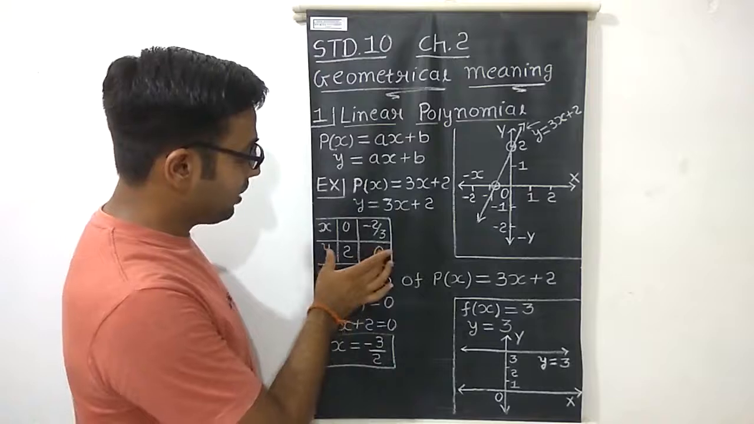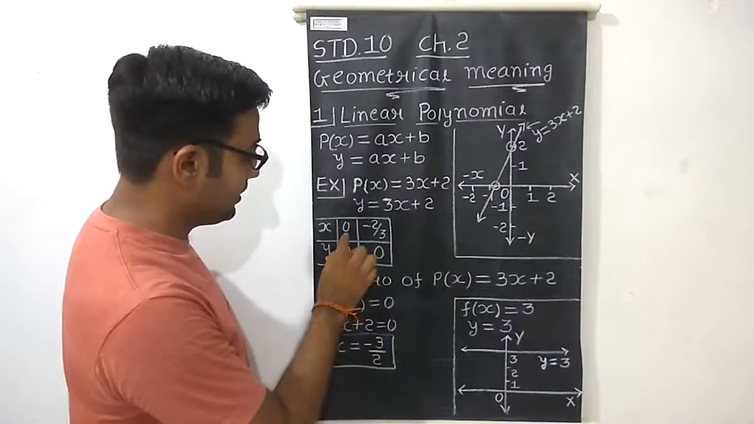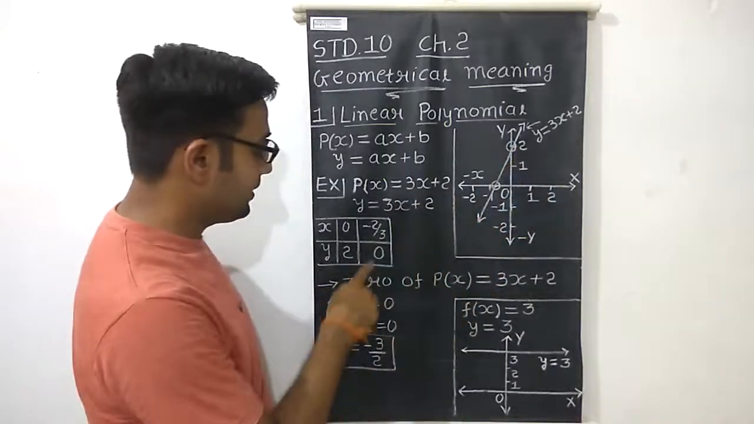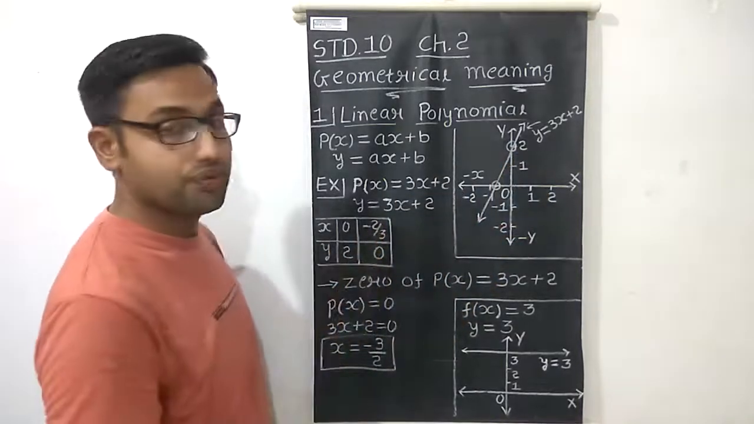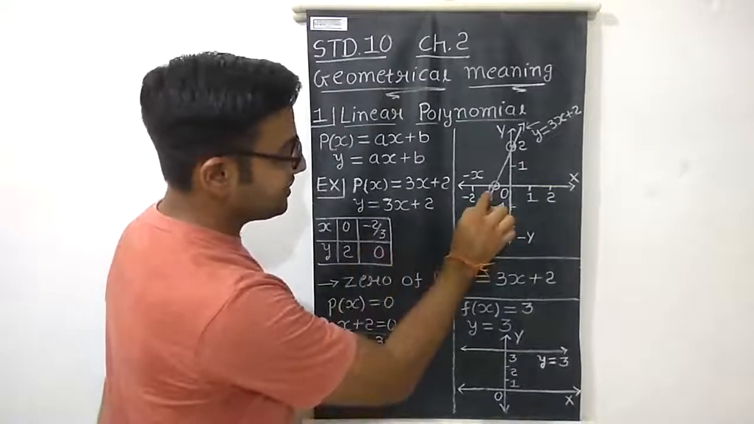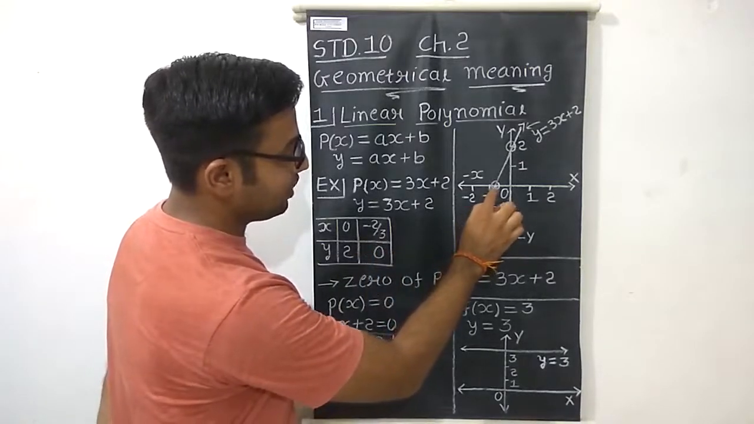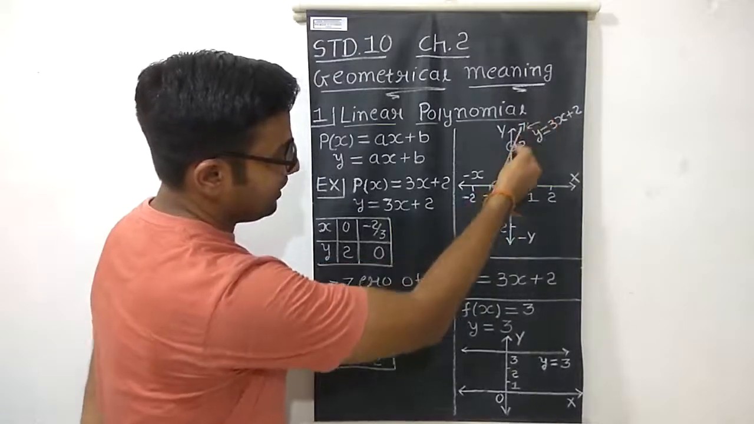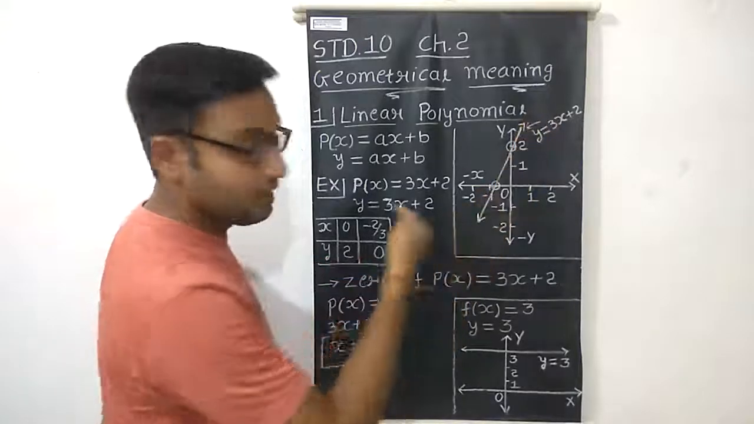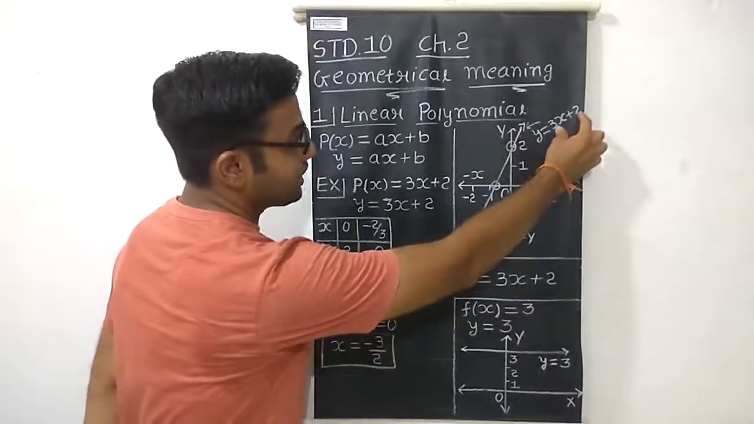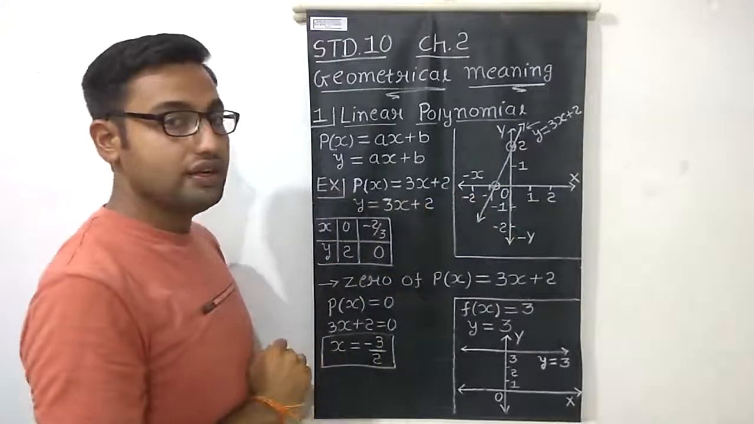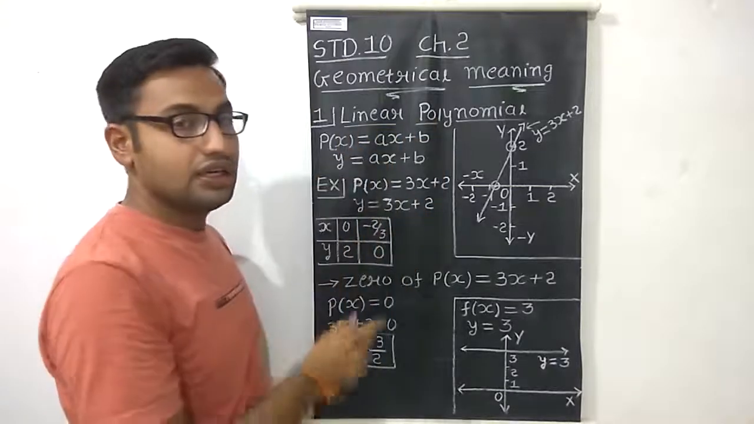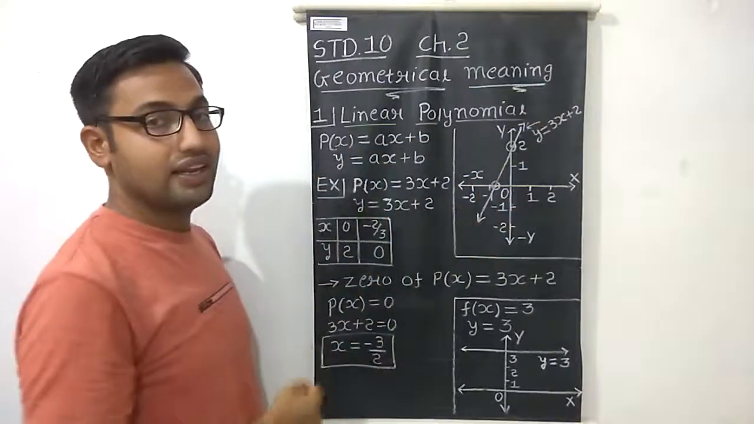By plotting this on the graph, the first point is (0, 2), which is this point, and the second one is (minus 2 upon 3, 0). Minus 2 upon 3 is approximately near minus 1, so let's take it here. By joining this point and this point, we get a line, and that is the line of the polynomial 3x plus 2. As the degree of the polynomial is 1 and it is a linear polynomial, its graph is also a straight line.